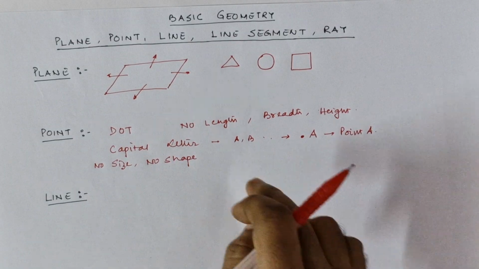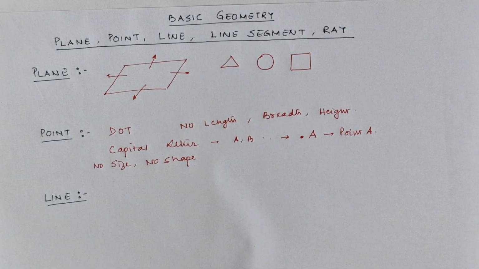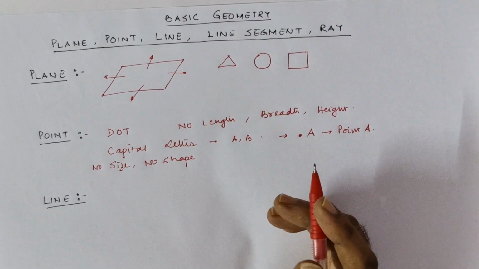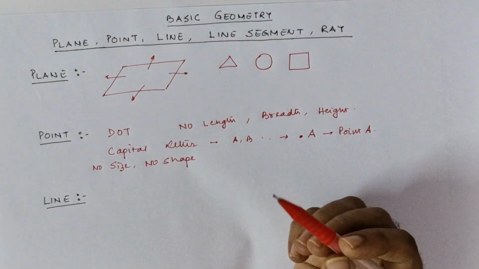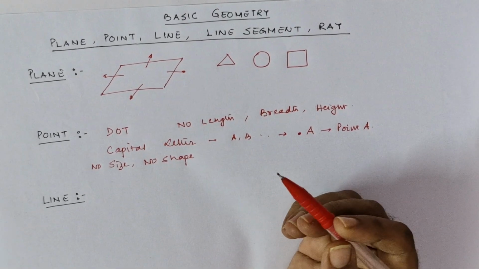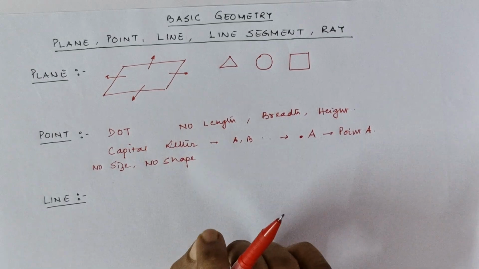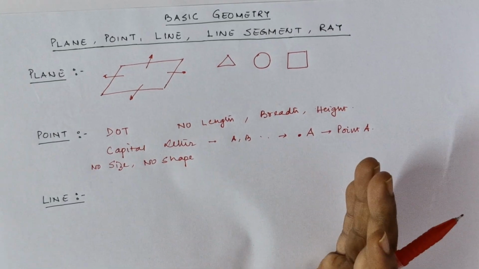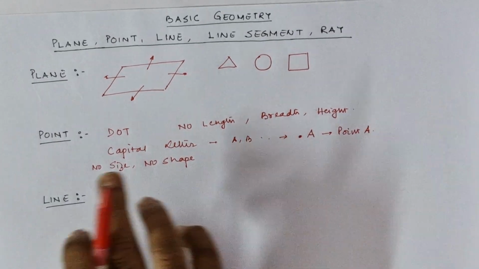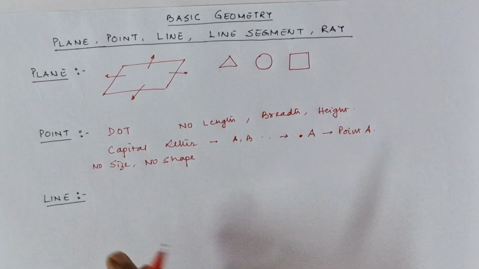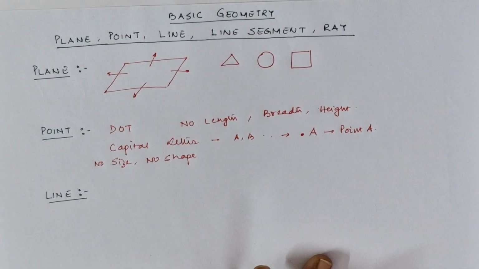It is represented by a dot and a capital letter. There are certain examples like the tip of a pen, the corner of a box, and obviously you have seen Google Maps, the location, so that is a point. Got it? Next, let's come to line.